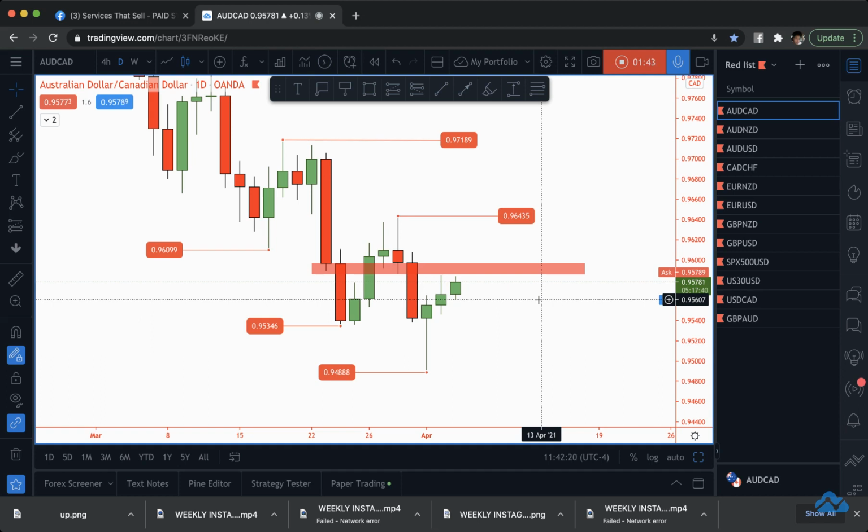And this is the way I love teaching people. Don't focus so much on the structure. You're focusing more on the number, okay? Now, when it comes to entering a trade, the structure is what you focus on.